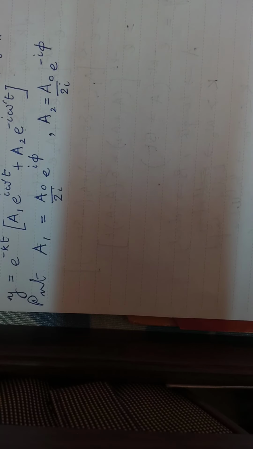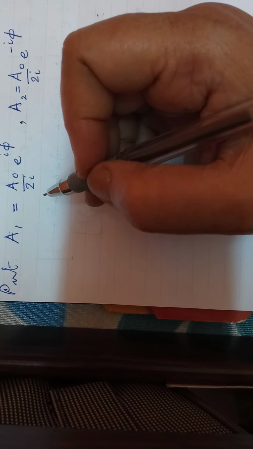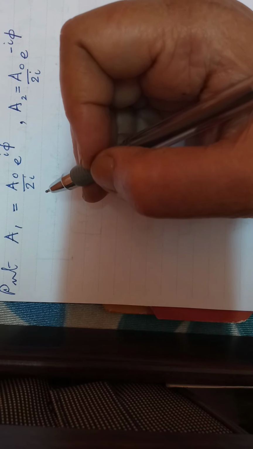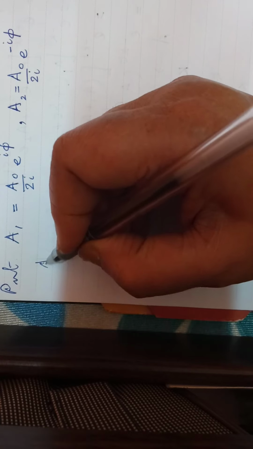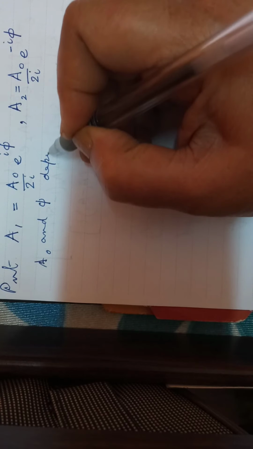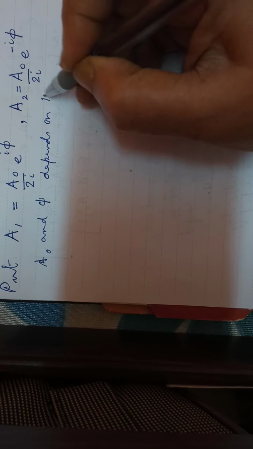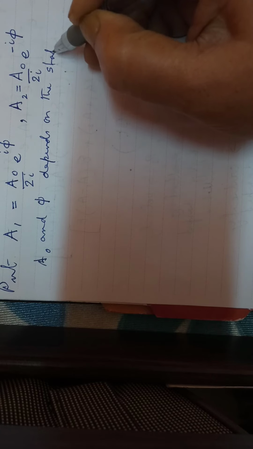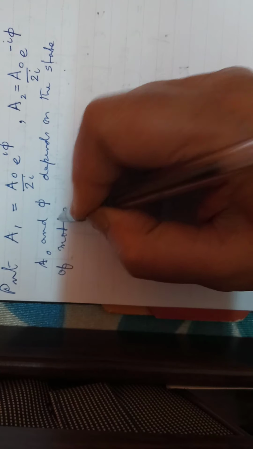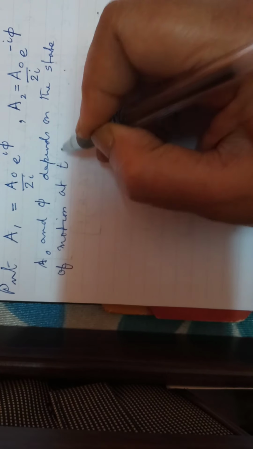Now, what are a0 and phi? They are also constants, the value of which depends on the state of motion at t equal to 0. So if you just substitute, what will you get?